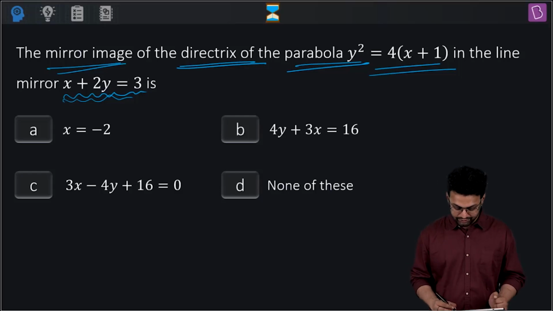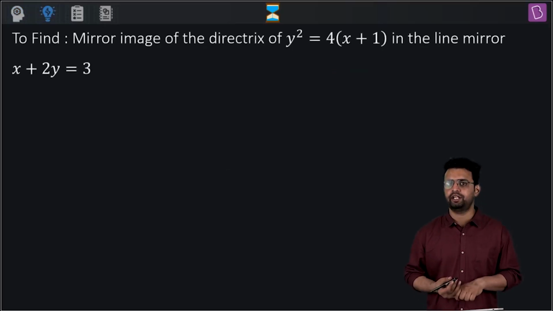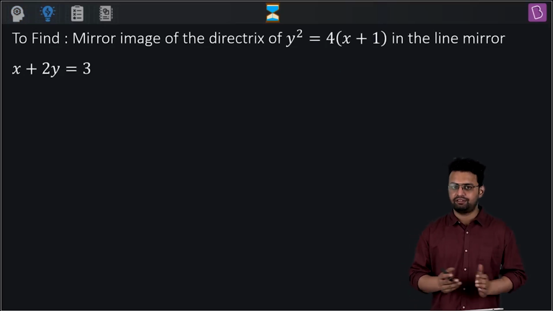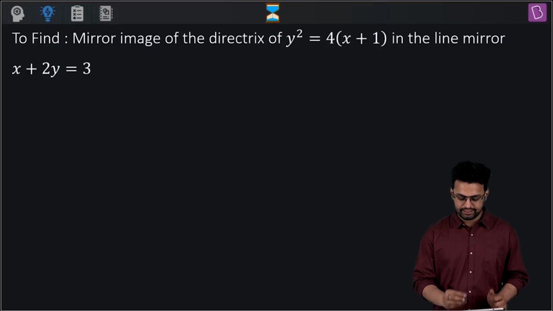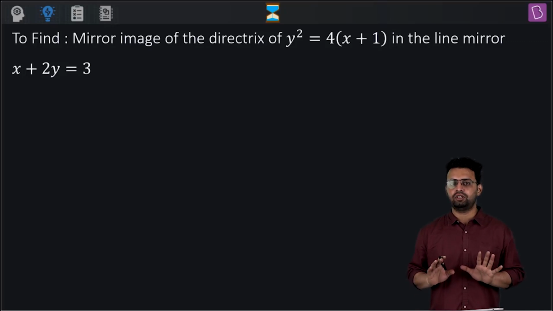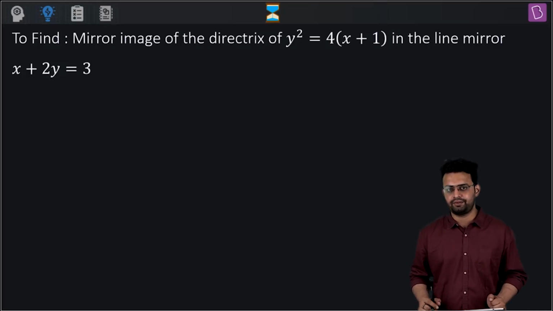Okay, now let us jump to the solution part. Again, I have written all the information which was required in the solution part. So yes, we have the equation of the parabola, and yes, we have the equation of the line mirror. Okay, first of all, we are going to determine the equation of the directrix. How are we going to determine it?